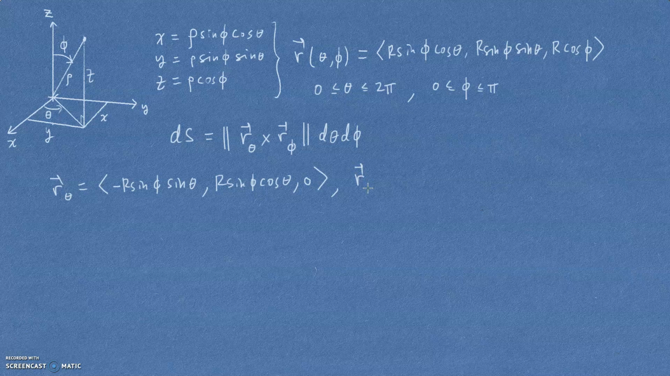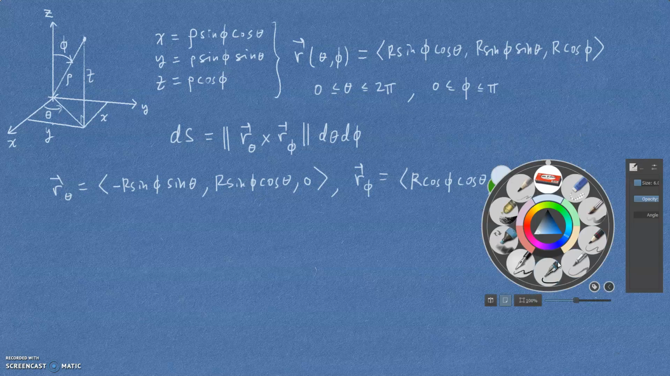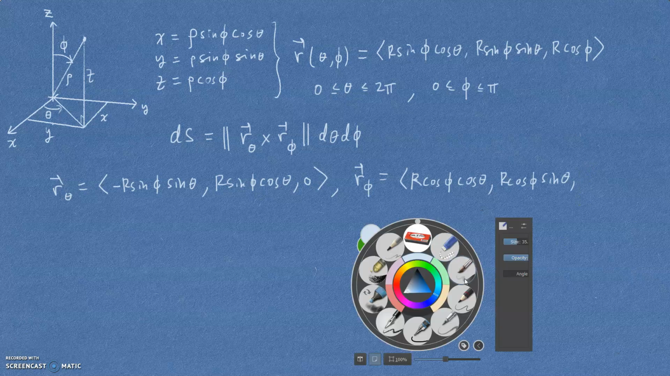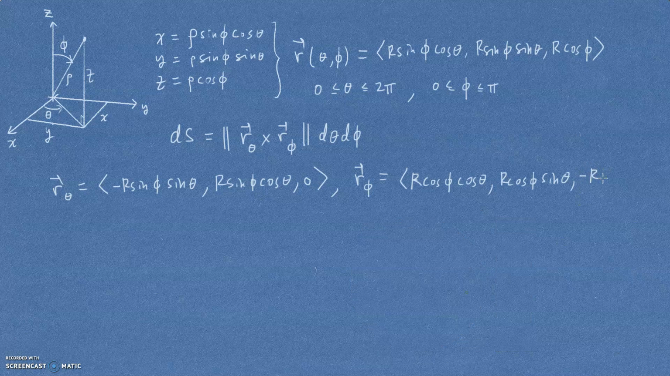Meanwhile, the derivative of r with respect to phi makes the following. Let's see, when I differentiate this, I get r cosine phi cosine theta. We're differentiating with respect to phi here. R cosine phi again, sine theta. Lastly, that should be negative, right? So negative r sine phi.